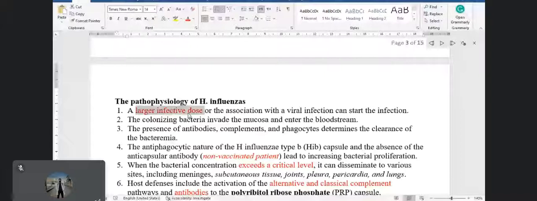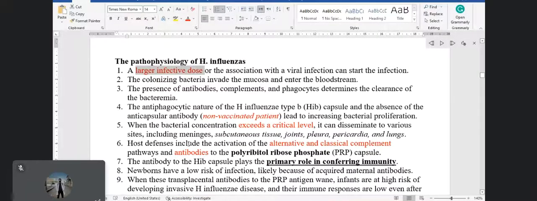Even a child who was infected with this bacteria is liable for reinfection unless antibodies develop. In the first days of life he is immune. Why? Because the placenta transfers the antibodies to the child. But after that, the infant is more prone to infection by this microorganism. The major virulence factor is the antiphagocytic nature of the type B capsule. The absence of the capsule makes it non-virulent.